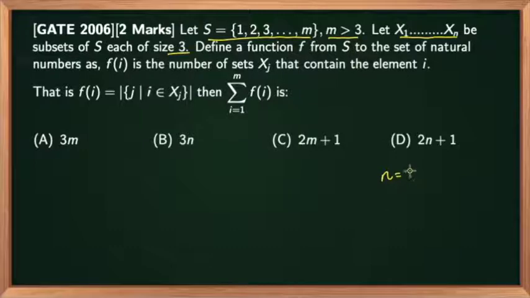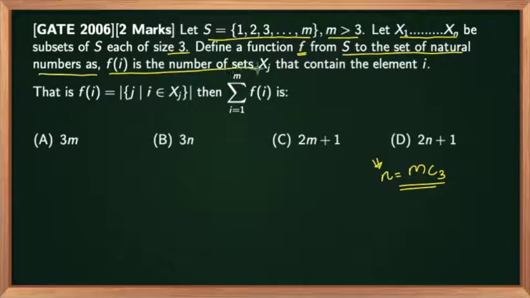So n should be equal to mC3. Okay, so we have this many subsets of size 3, right? Now we are defining a function f from S to the set of natural numbers as f of i is the number of sets xj that contain the element i.